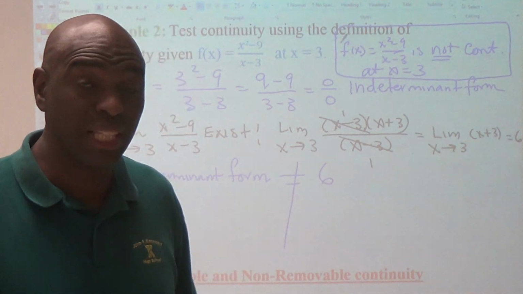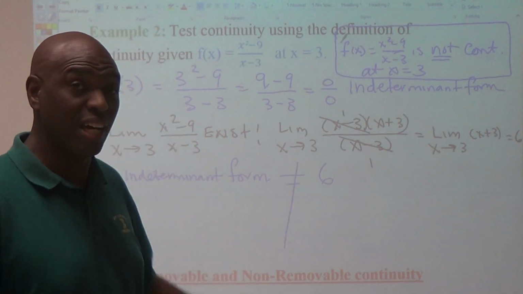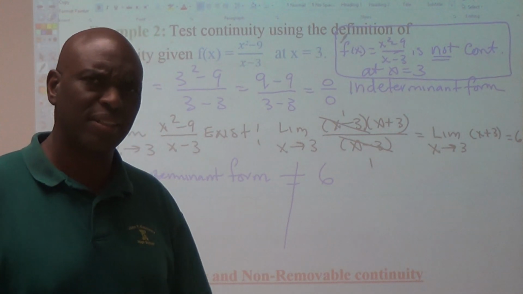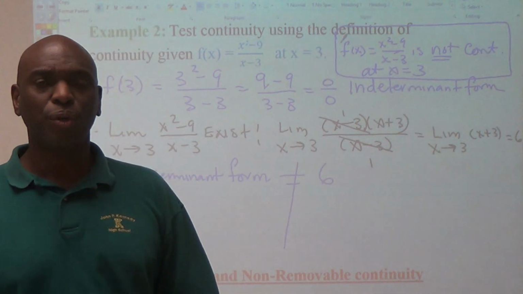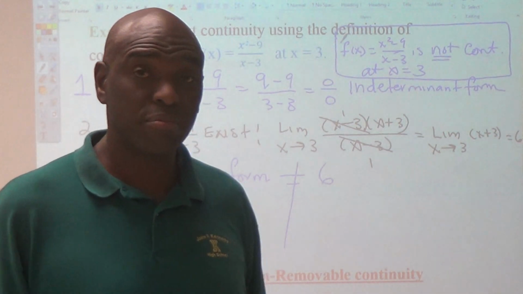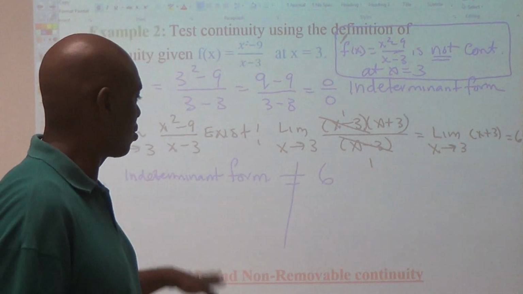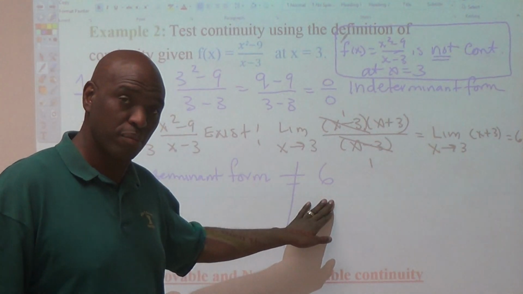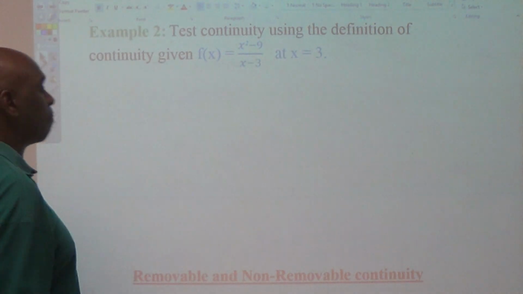Okay? And furthermore, condition 1 really fails too, because f of 3 is not defined. There's no definition for the indeterminate form. We really could have stopped with condition 1, but we took it a step further just to show you that condition 1 does not equal condition 2. Okay? All right, let's keep it moving.